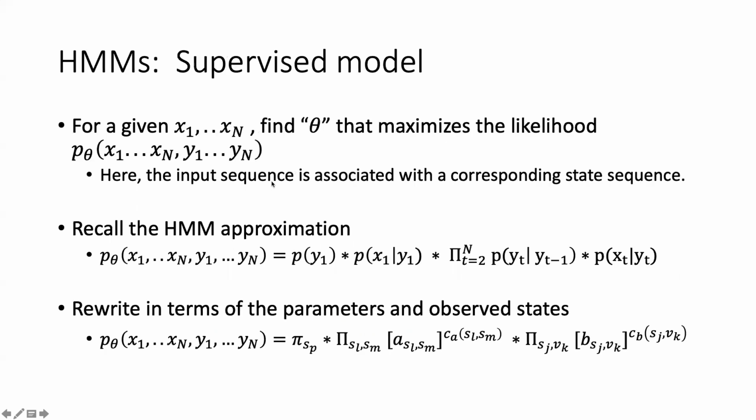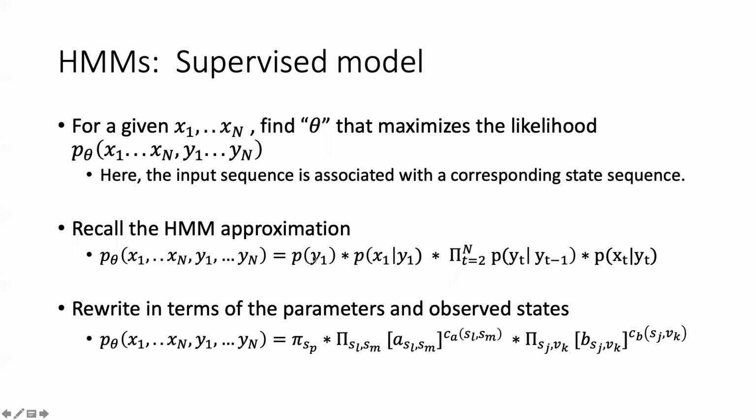Let's first consider the supervised approach. In supervised training, we have access to the labeled data. So the input sequence is associated with the corresponding state sequence. Recall that the joint distribution is expressed in this form by factorizing it in terms of initial probability and transition probabilities and then emission probabilities. We can rewrite this expression since the labeled data is available.